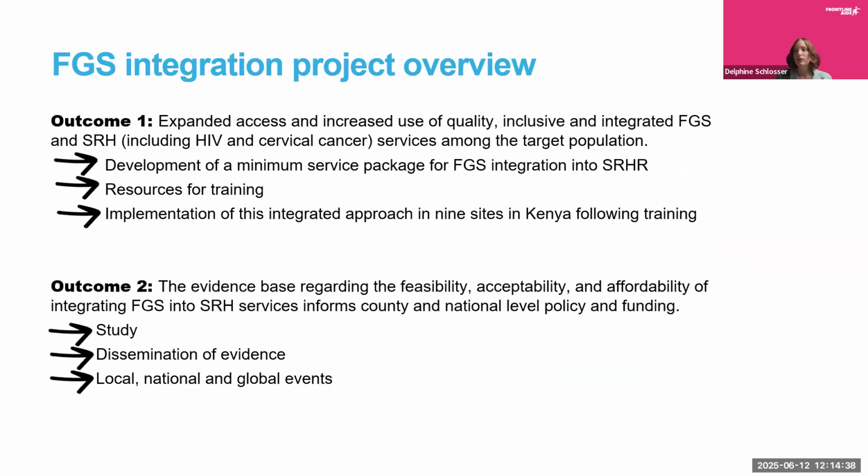And specifically, we had two outcomes for this project. One on access and use of services. So the first outcome was expanded access and increased use of quality, inclusive and integrated FGS and SRH services among the target population.